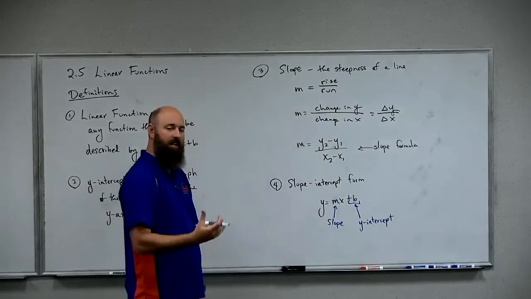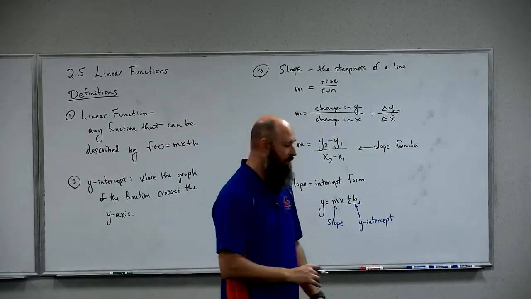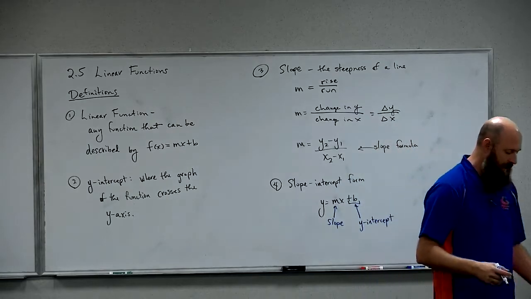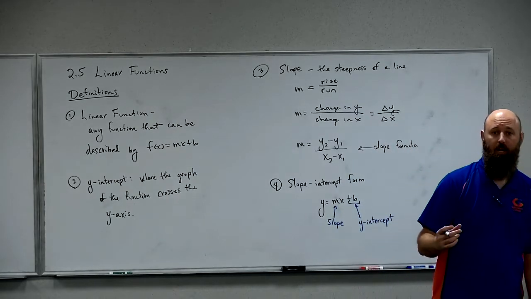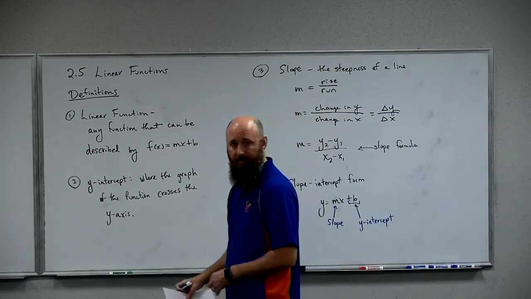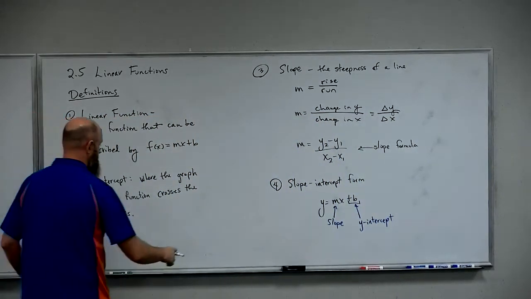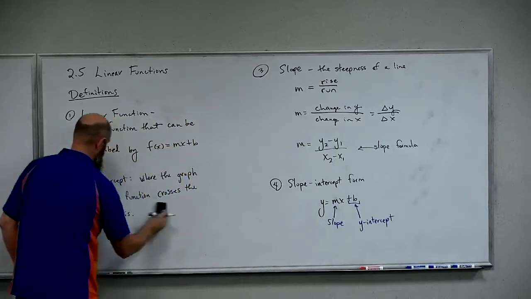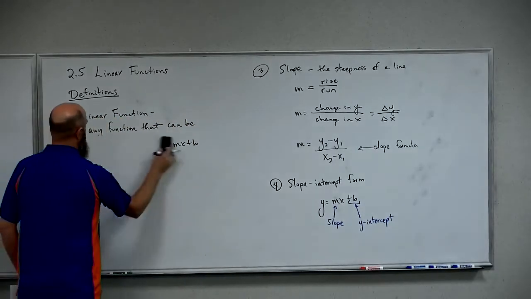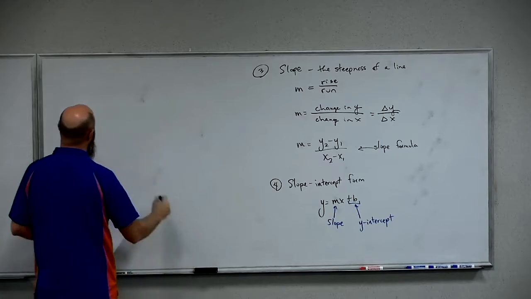So just being able to get it in that form tells me a lot of different things. We're going to look in the next section on how to utilize that in our graphs and be able to do some things maybe a little bit quicker. Okay? But today we just want to identify them, so that's what we're going to do here. All right, so let's get started in our examples and see what we're going to do.